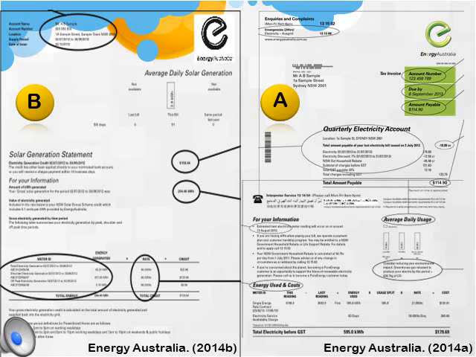Shown in this slide are two average bills gained from Energy Australia. Example Bill A on the right shows an average household's usage. Example Bill B on the left shows a solar generation statement for a household with solar system installed. These will be used to show the benefits of solar panels and how we can reduce our environmental footprint as well as its financial benefit.